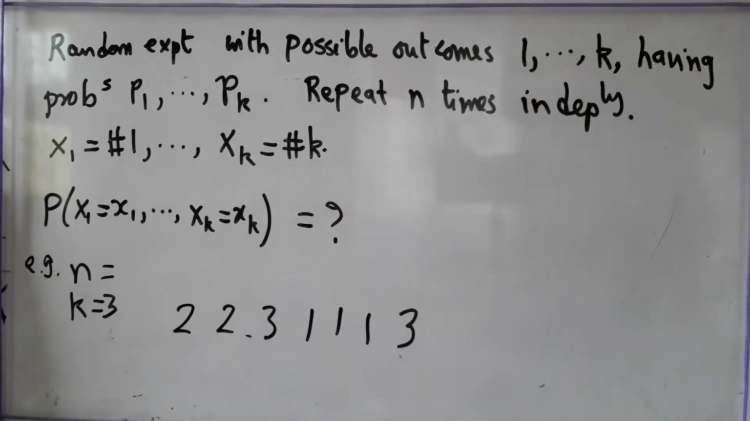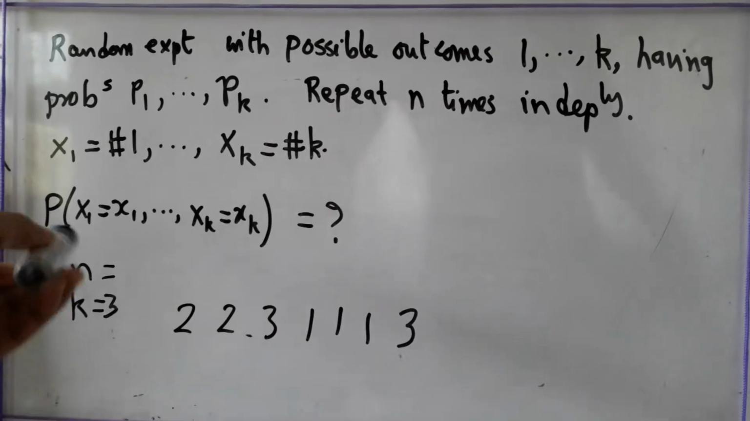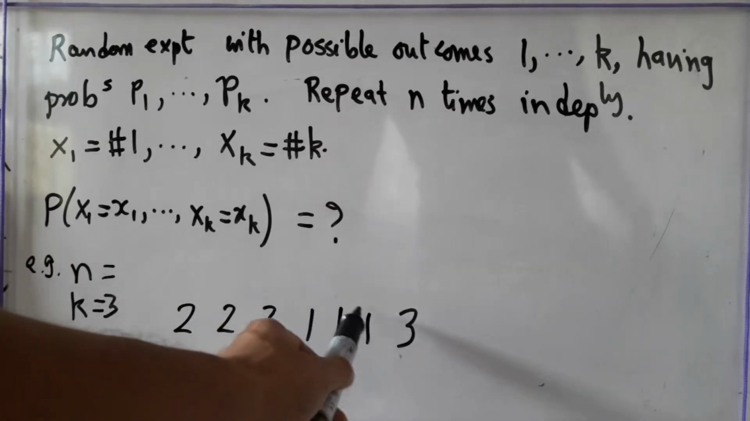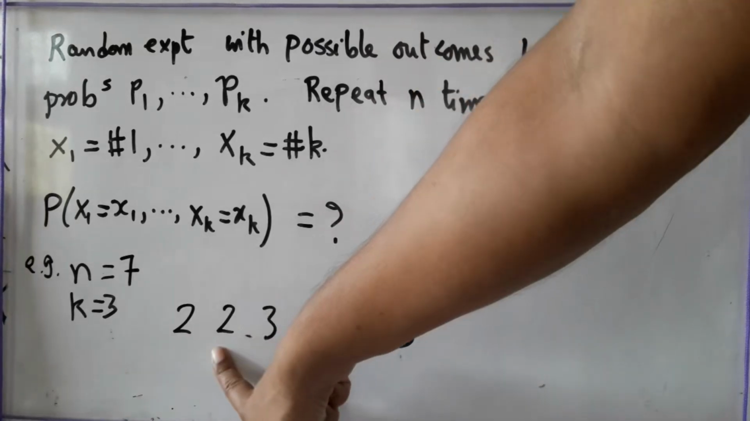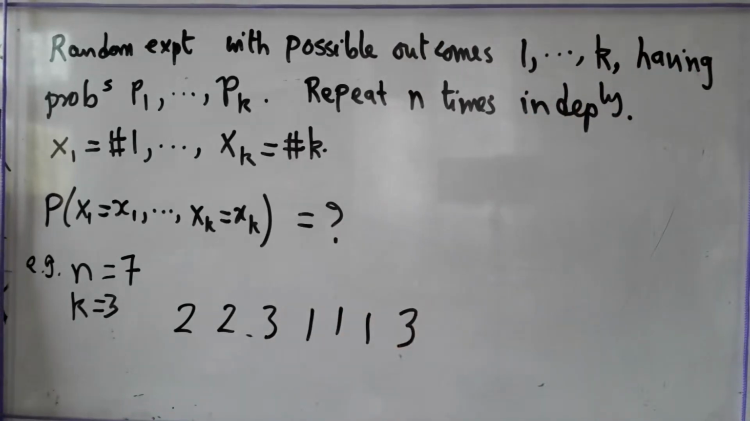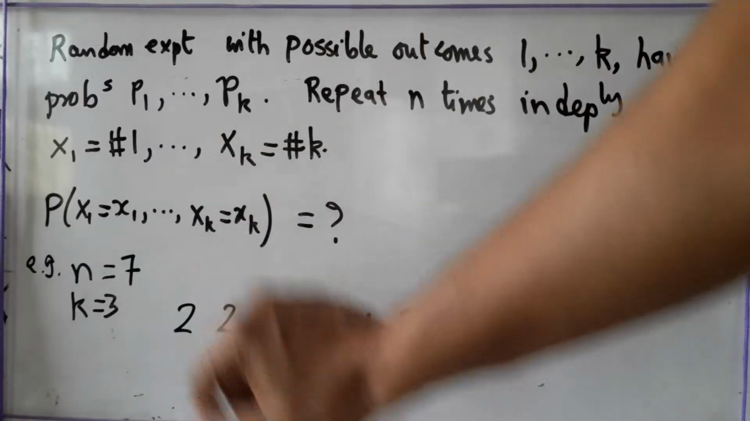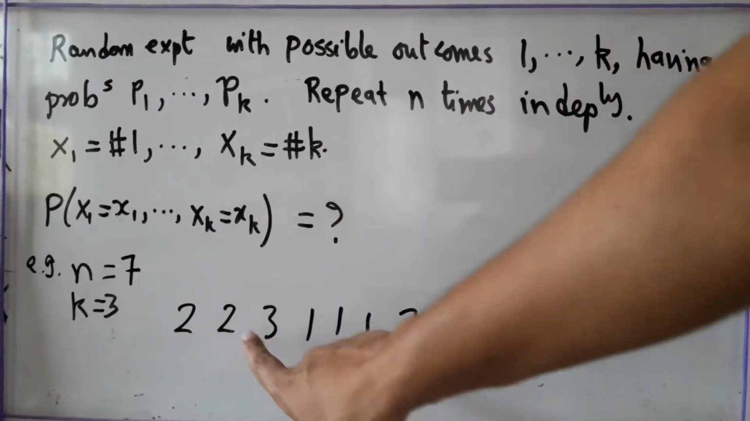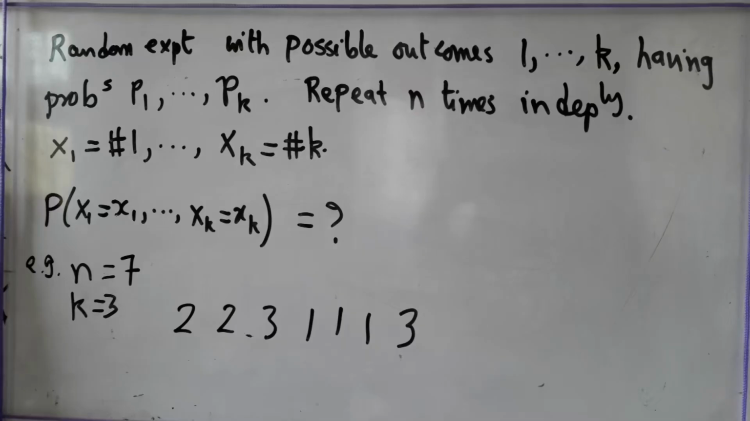To understand how we compute this, let us take a simple example. I have taken k equal to 3 and I have got this outcome. So what is n? 1, 2, 3, 4, 5, 6, 7. So n is 7. I have run this experiment 7 times. In my first run I got 2, second run I again got 2, then I got 3, 1, 1, 1, then I got 3. So in this case my x1 is 3, x2 is 2, and x3 is again 2 because I have got exactly 2 threes.